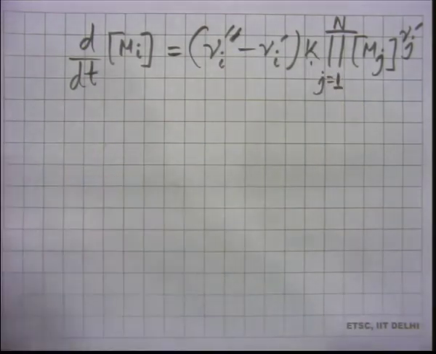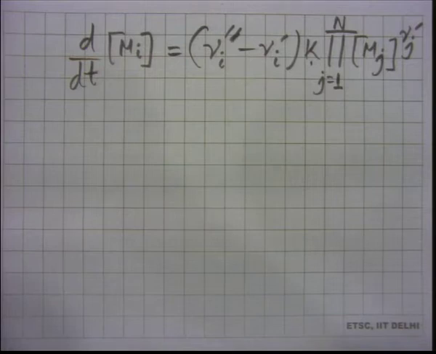What is k? K must be the reaction rate constant. K is the reaction rate constant which we were writing, isn't it? We were writing k as a exponential minus e over r bar t. So, it is that same k which is coming here.